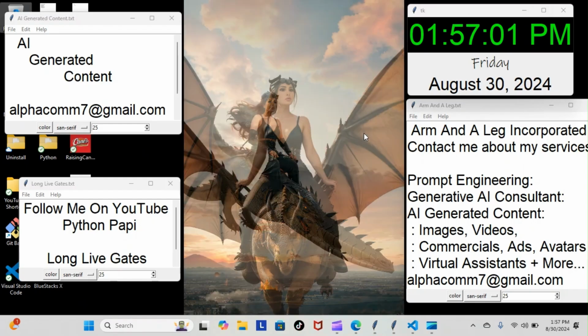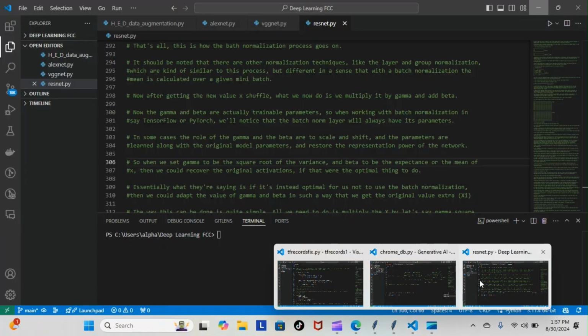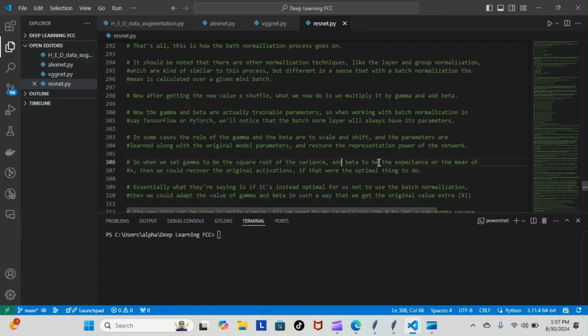All right, on today's episode of Python Papi, we're back inside our TensorFlow course, and we're still doing our vector databases module. Let's have a look at what we went over today. Now we're still going over the batch normalization information, so we're going to pick up where we left off from yesterday and do some light reading.